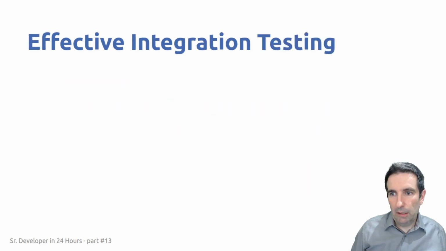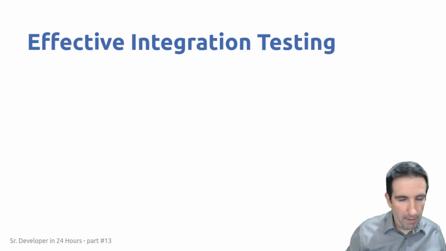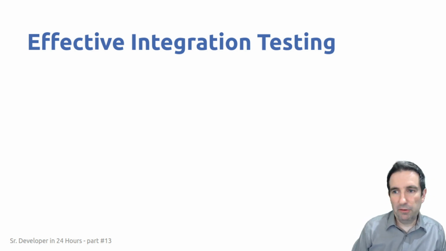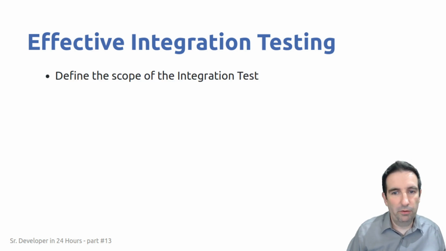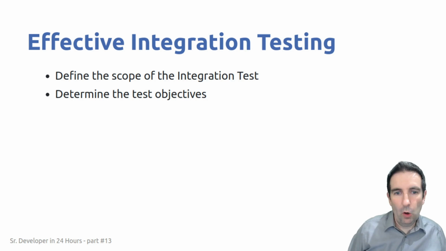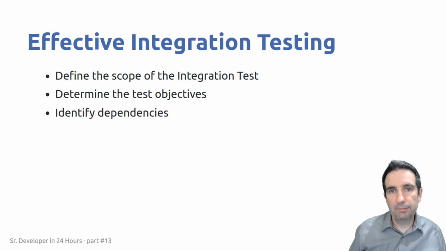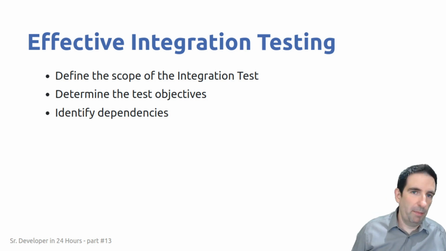All right, so let's review real quick, what are the steps in which we can break down the big task of creating an integration test so that we can solve it piece by piece. First thing, we want to define the scope of the integration test. We want to determine the objectives of the test. What are we trying to achieve? We want to identify the dependencies.